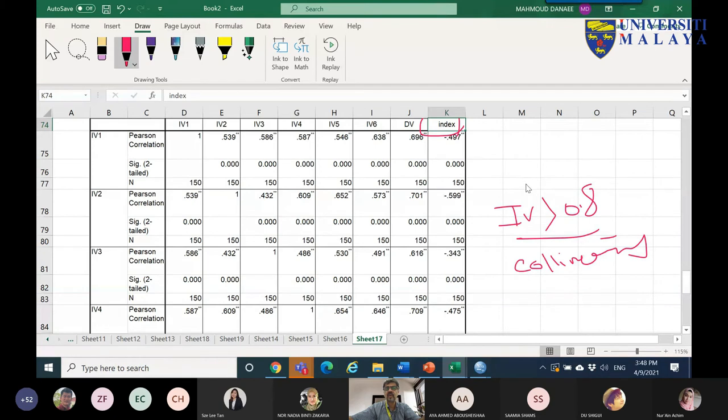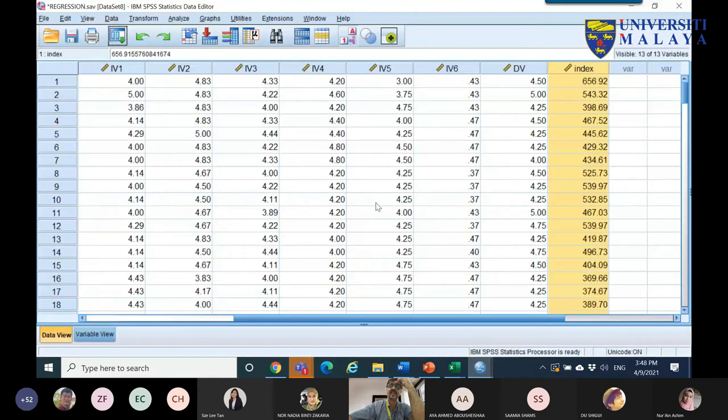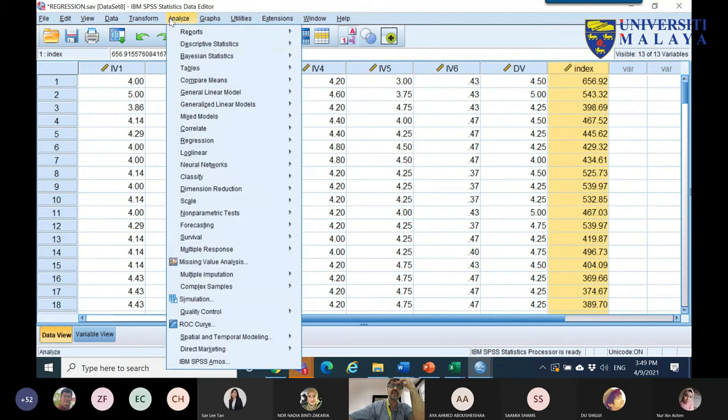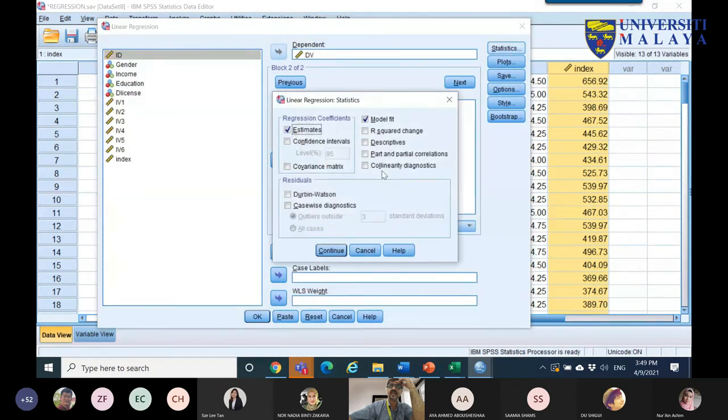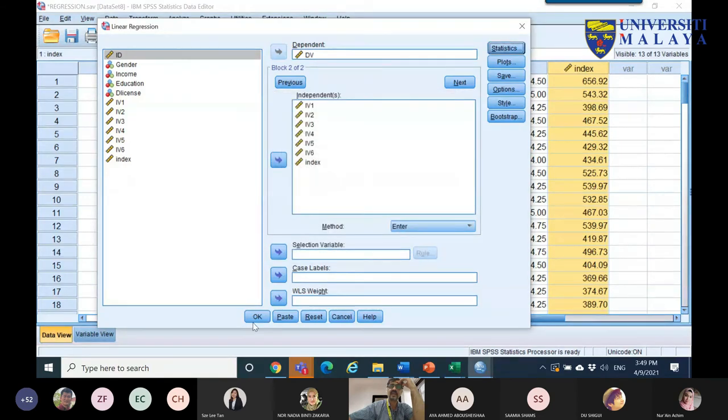And if there is any collinearity evidence in your model, the model will be subject to some sort of overestimation. So what do I need to do? I need to evaluate and measure the collinearity. In SPSS, you don't need to calculate the collinearity based on the correlation. When you run the regression analysis under Statistics, you can see here the collinearity diagnostics. You just click on that, continue, and then okay.